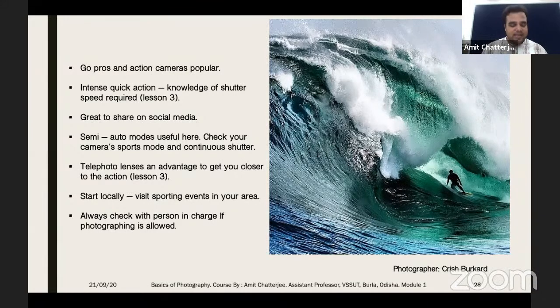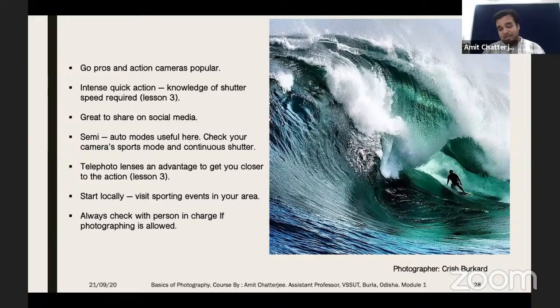The next point is intense quick action, and knowledge of shutter speed is required. Now, this we will talk about when we are talking about the mechanics of photography. What is shutter speed? How can a person utilize it? Usually, because sports and action photographs are so dynamic and the action is happening so fast, it is required that we have a good amount of control over our shutter speed, because the shutter speed is the basic characteristic of how fast your camera can respond, or how fast it can actually click the photograph.